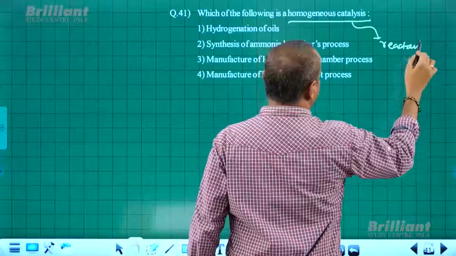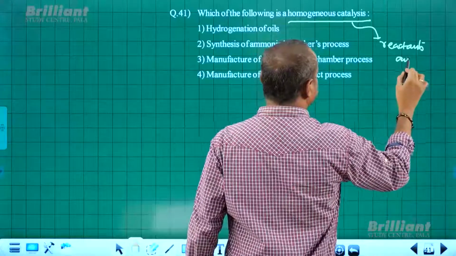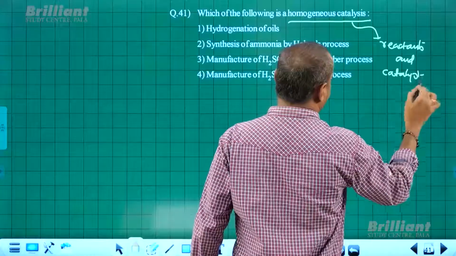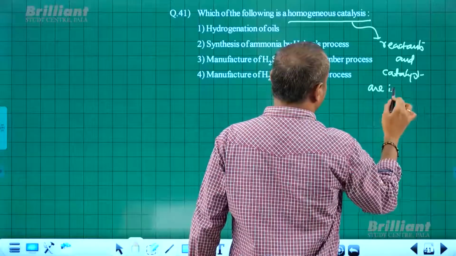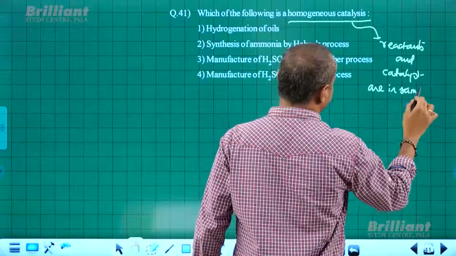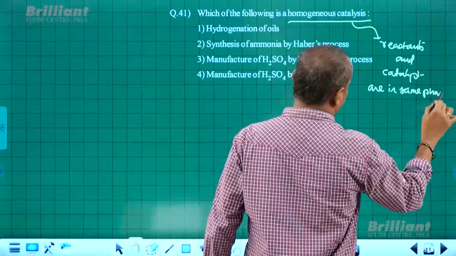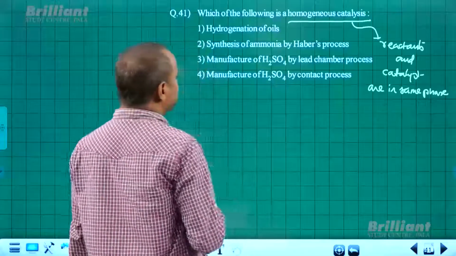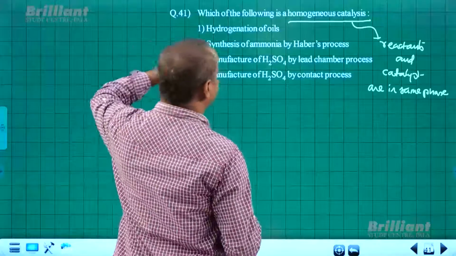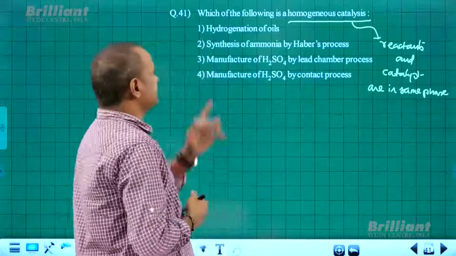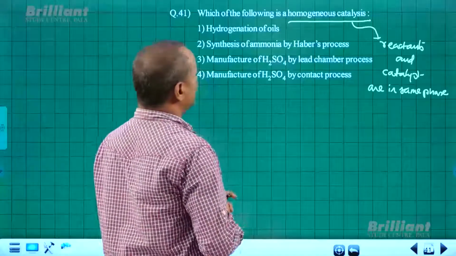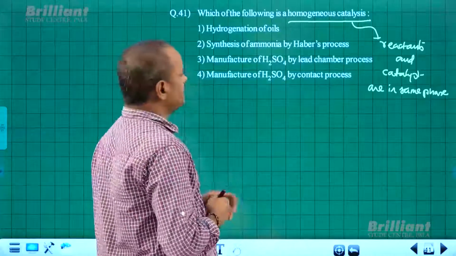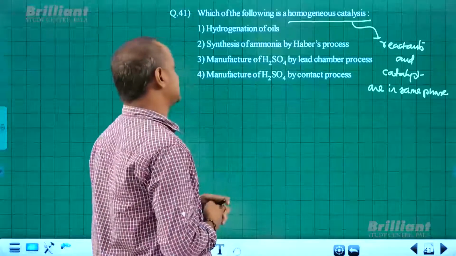Reactants and catalyst are in the same phase or same physical state. Hydrogenation of oils is not correct, because nickel is a solid. These are gases. Ammonia by the Haber process is not correct. Fe is a solid, but N2 and H2 are gases.